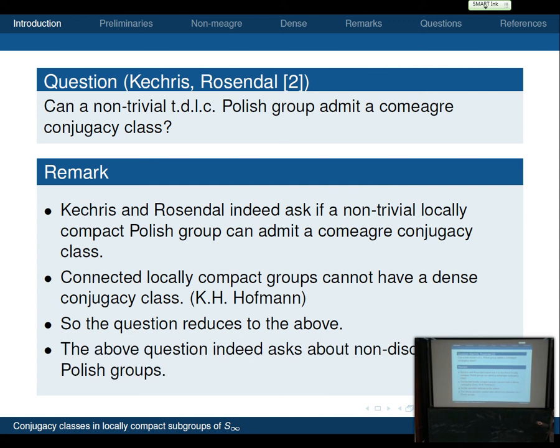And I should remark that the above question indeed asks about the non-discrete T.D.L.C. Polish groups, because no discrete T.D.L.C. Polish group can admit even a dense class.